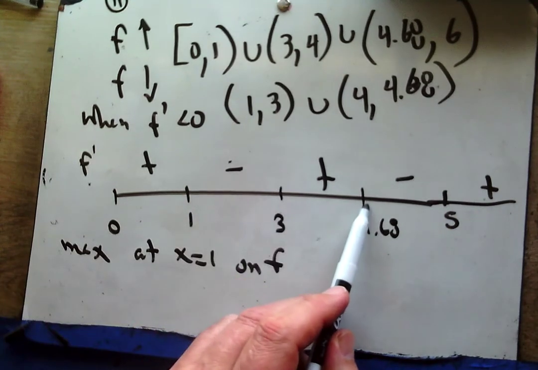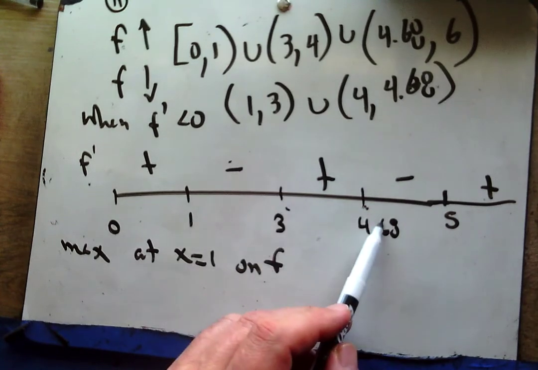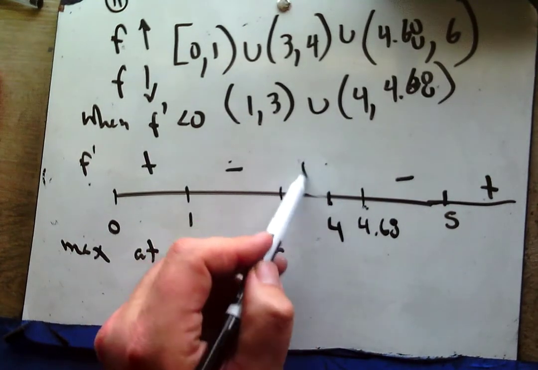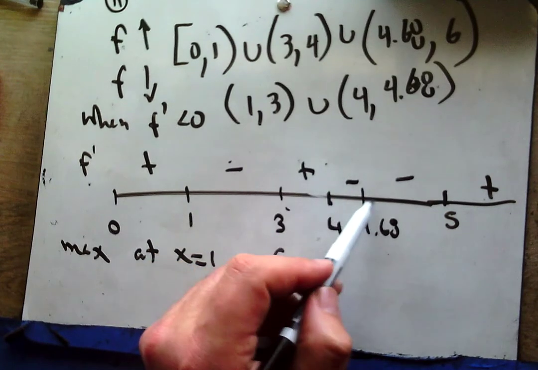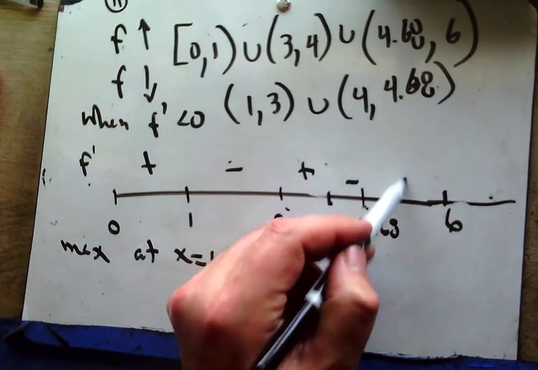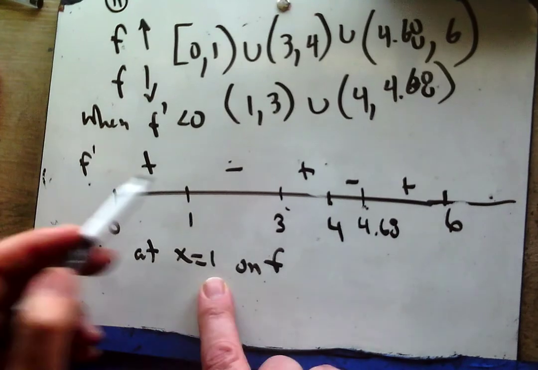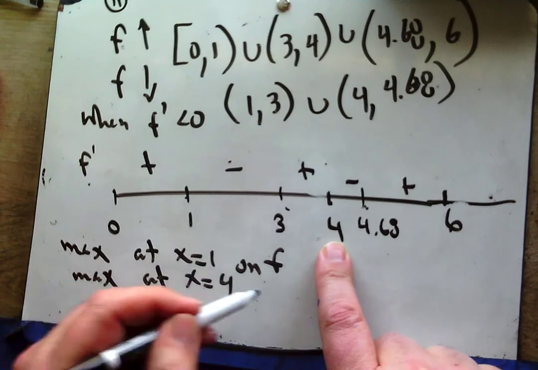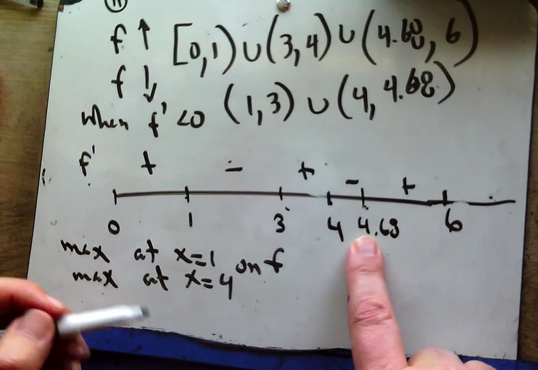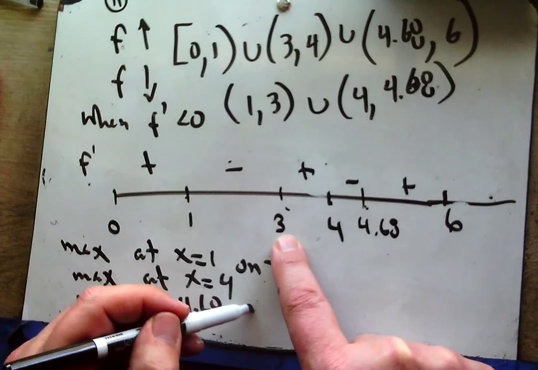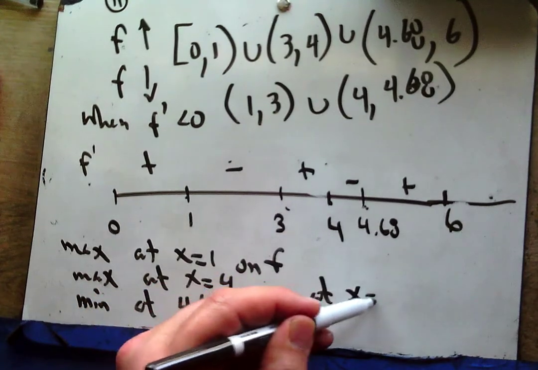I also see over here that I have a max. Do I have a max from 3 to 4.68? No. Sorry, left something out. This is positive. This is negative. 4.68 to 6, positive. Okay, so max at 1, max at 4. Minimum at 4.68, minimum at x equals 3.